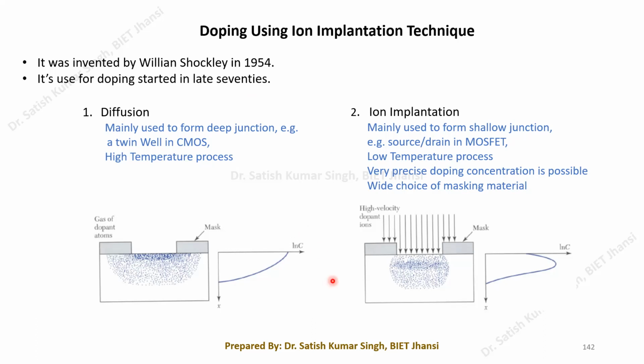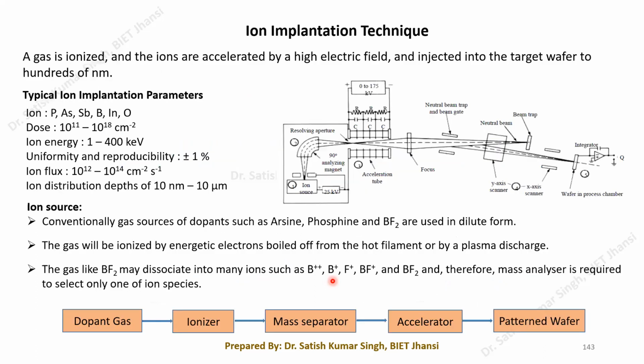So let's see what kind of system we have in the ion implantation technique and how this ion implantation is basically done. What we have said is that in the ion implantation technique, we are able to control our dopant concentration very precisely.